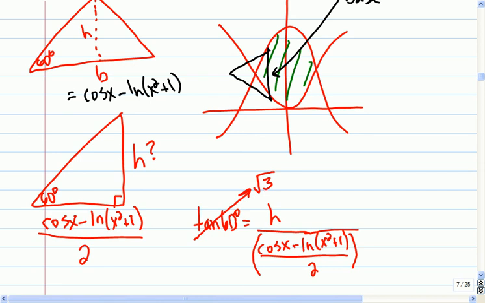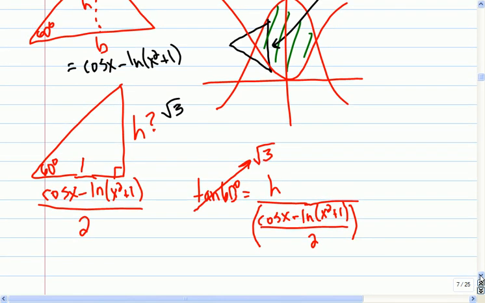Opposite over adjacent. This side is normally in that triangle when we were working with it was root 3 and this side was 2. So yeah, it'd be root 3 over 2. Or sorry, just Peter. Yeah, it's supposed to be 1. See, sometimes I guess I just assume that you're right all the time. You're that good at it. So move it to the other side. That gives me an equation that says, maybe I'll put it here, h equals, when that goes up, it'll be root 3 over 2, and cos x minus natural log x squared plus 1.